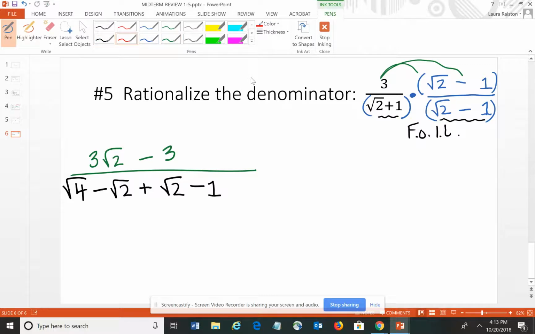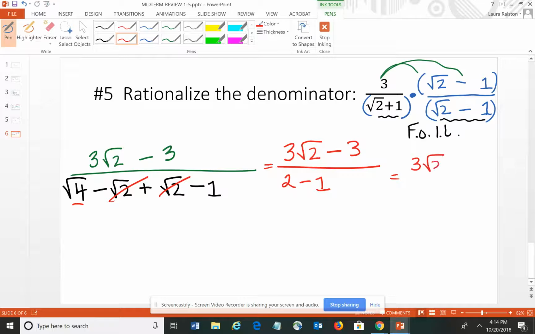Then I'm going to come back and combine like terms and simplify as much as I can. So I have 3 square root of 2 minus 3 over square root of 4 will simplify to 2 minus square root 2 plus square root 2 zeros out, and I have minus 1. So I end up with 3 square root 2 minus 3 all over 1. Now, we don't typically write 1 in the denominator of a fraction, so ultimately we have 3 square root of 2 minus 3, and this would be your answer.